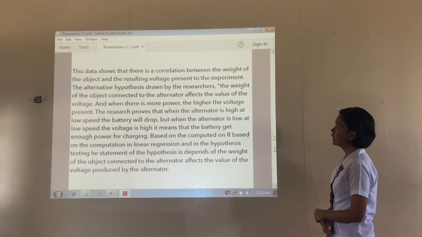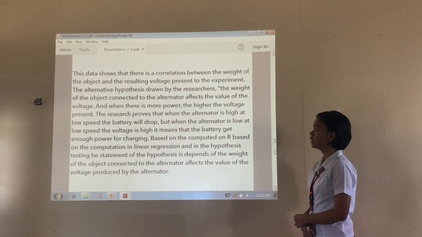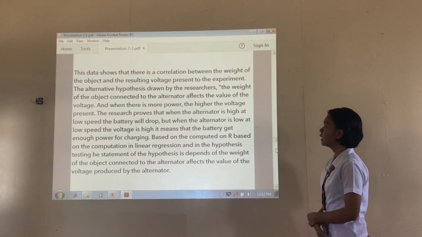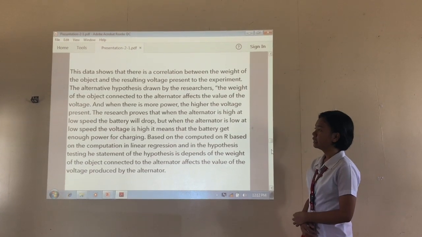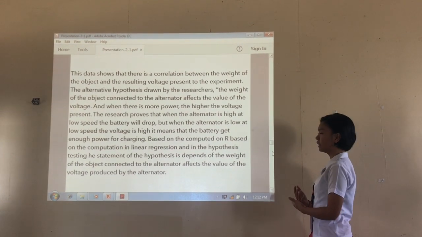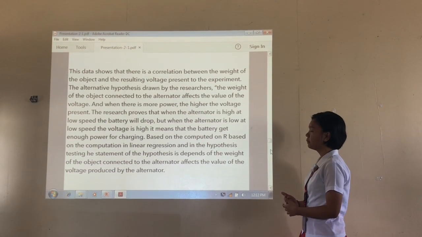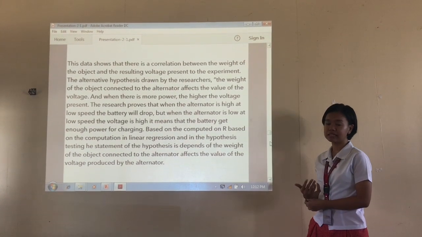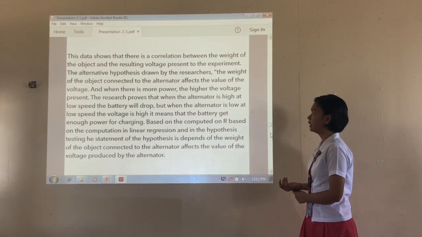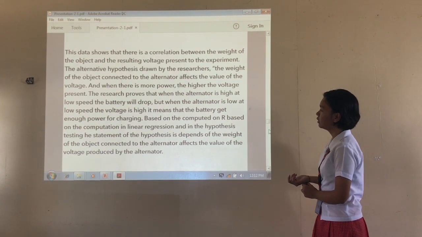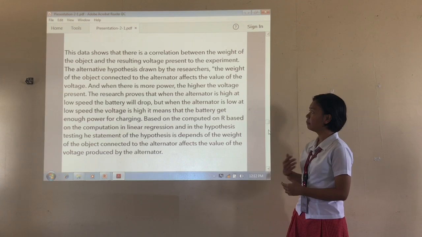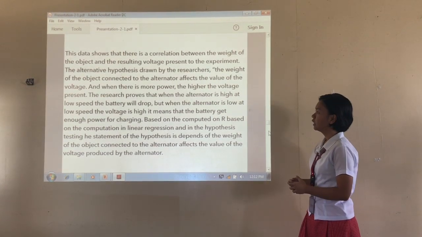This data shows that there is a correlation between the weight of the object and the resulting voltage present to the experiment. Tapos, ang nagsasabi din dito na i-reject namin ang null hypothesis at mag-agree kami sa alternative hypothesis namin na ang weight ng object ay na-connected sa alternator ay nakaka-apekto sa value ng voltage.